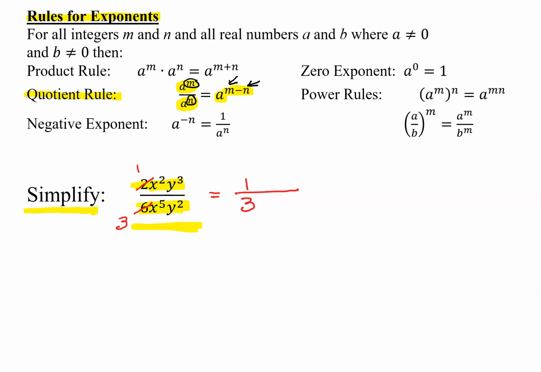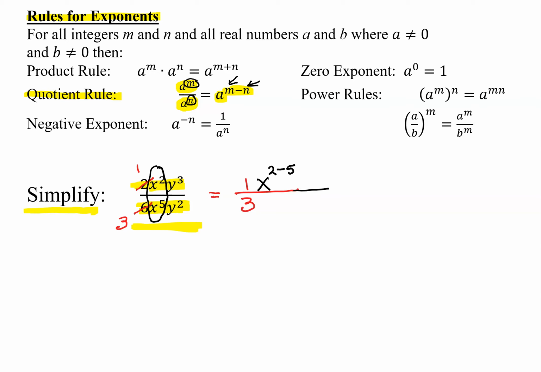So that's exactly what I'm going to do with my two x's here. The answer is going to be x in the numerator. I take the numerator exponent 2 and subtract the denominator exponent 5.